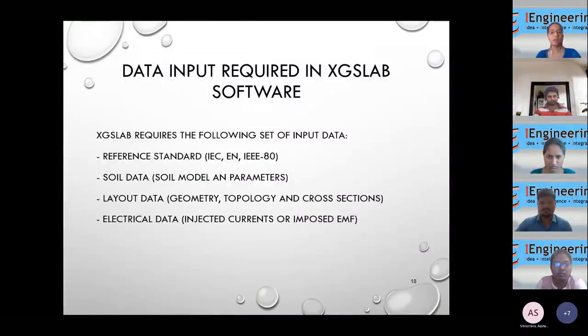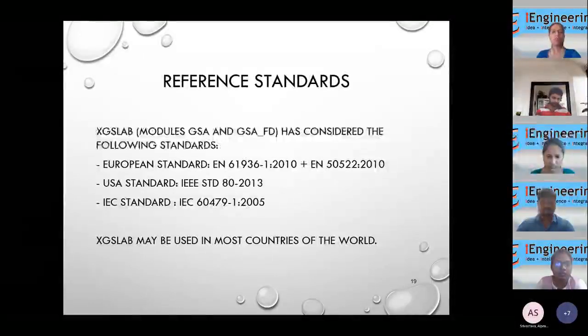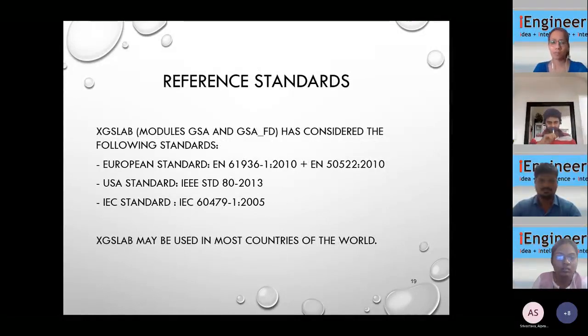Now the data input required in XGSLab software. There are different inputs required, like reference standards, soil data, layout data and electrical data. One by one we will see. First, reference standards. As we know, we are dealing with different projects, so worldwide standards like European standards, USA standards and IEC standards. Most of the countries have adopted these standards, so we have included them in our XGSLab software.